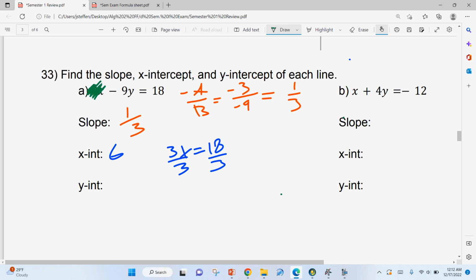So our y-intercept, we cover up our x. So we have negative 9y is equal to 18. So divide by negative 9. Now my pen is lagging a lot. 18 divided by negative 9 is negative 2.